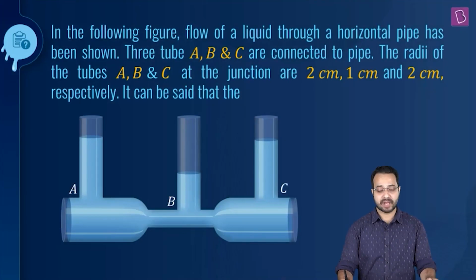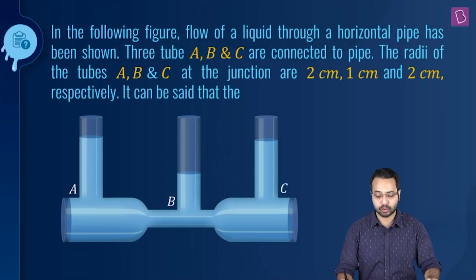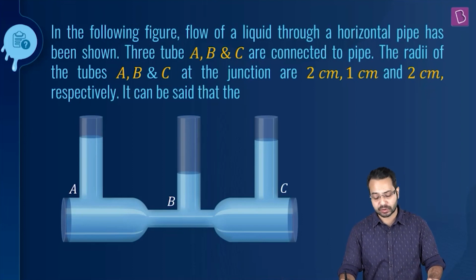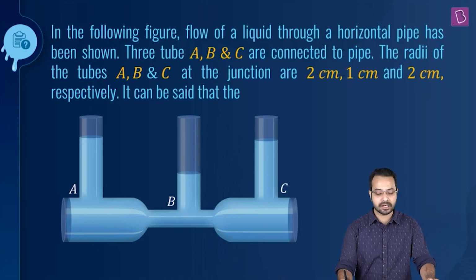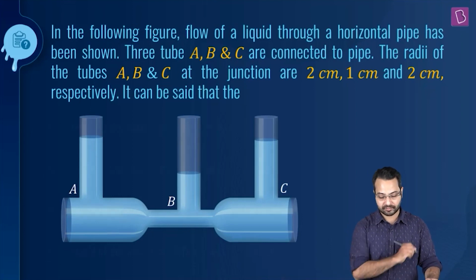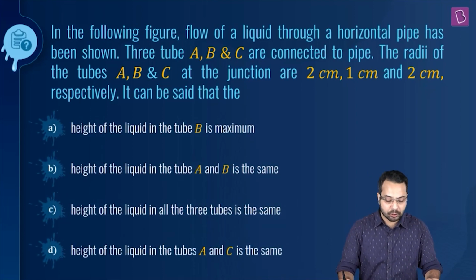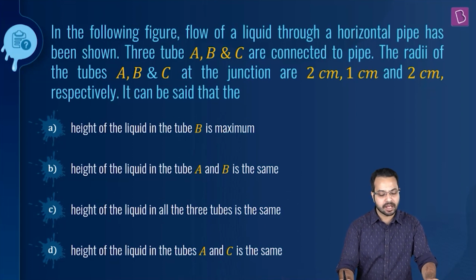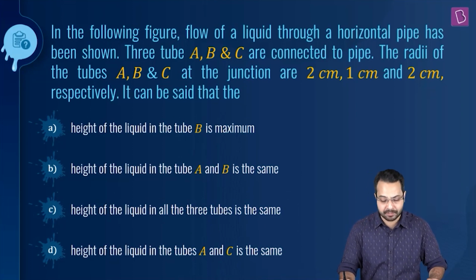The question is, in the following figure, flow of a liquid through a horizontal pipe has been shown. Three tubes A, B and C are connected to the pipe. The radii of the tubes A, B and C at the junction are 2 cm, 1 cm and 2 cm respectively. It can be said that: height of the liquid column in tube B is maximum; height of the liquid in the tube A and B is the same.